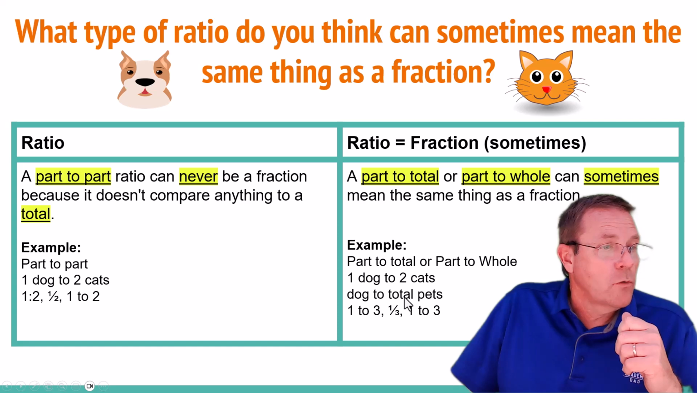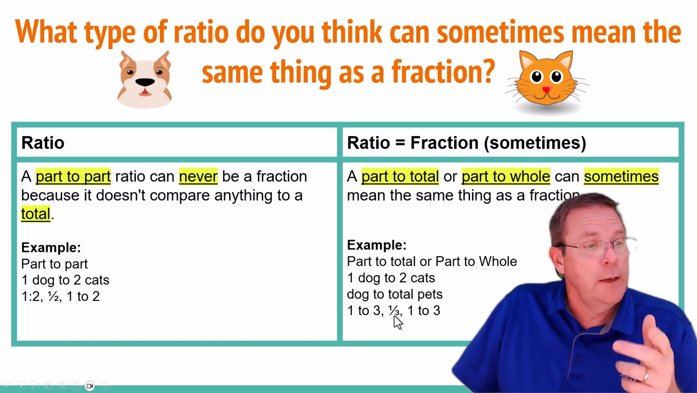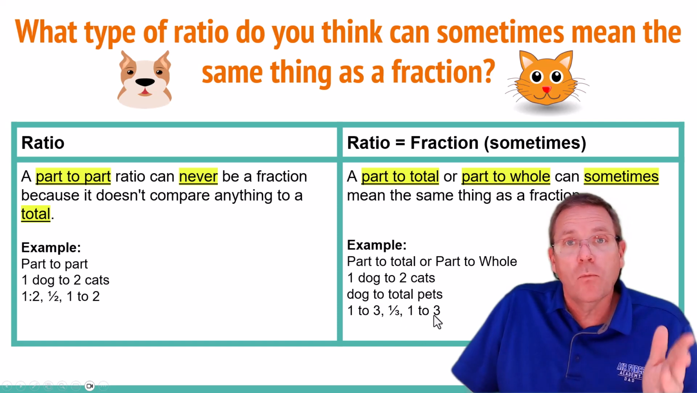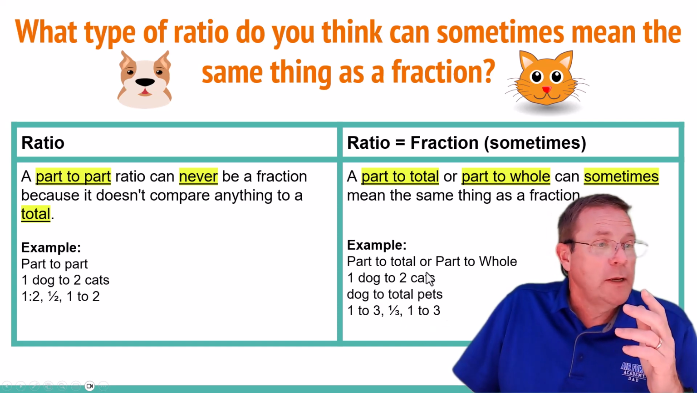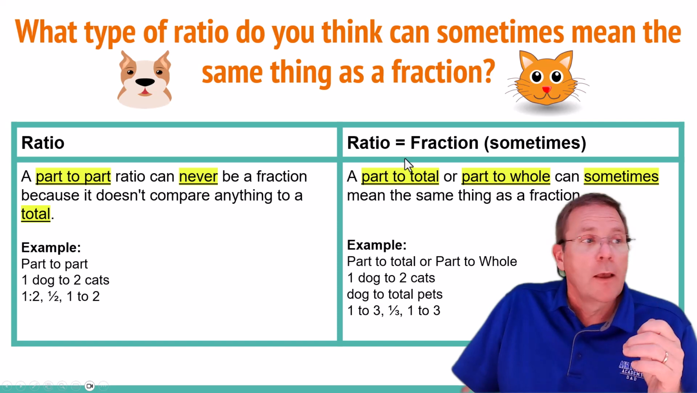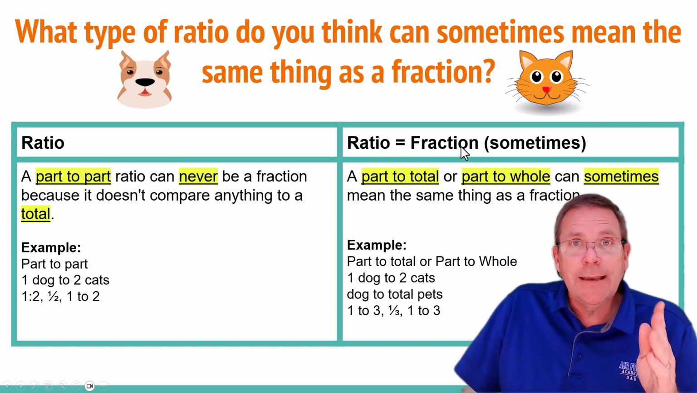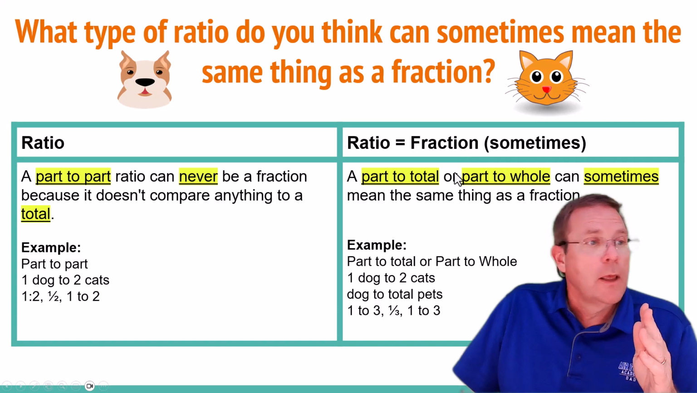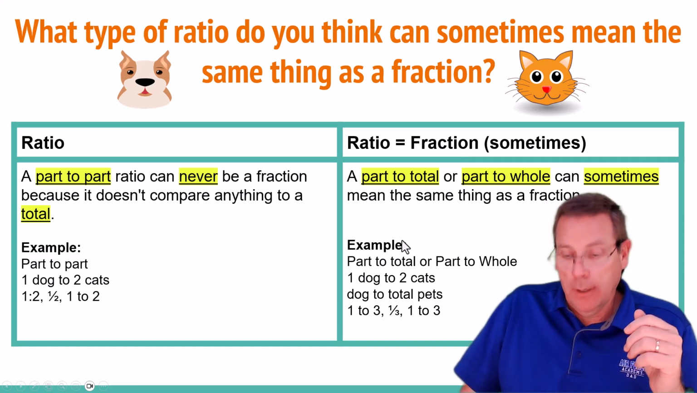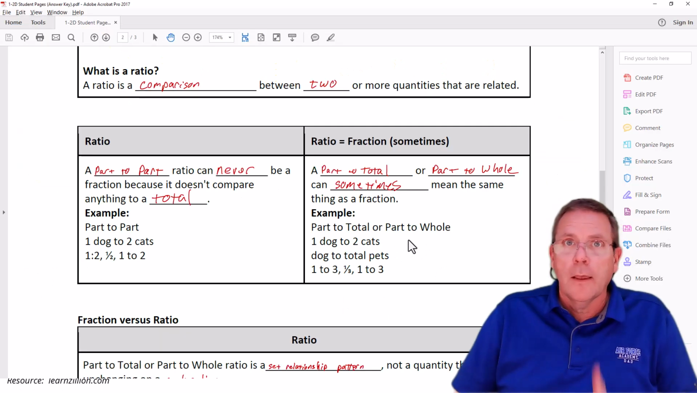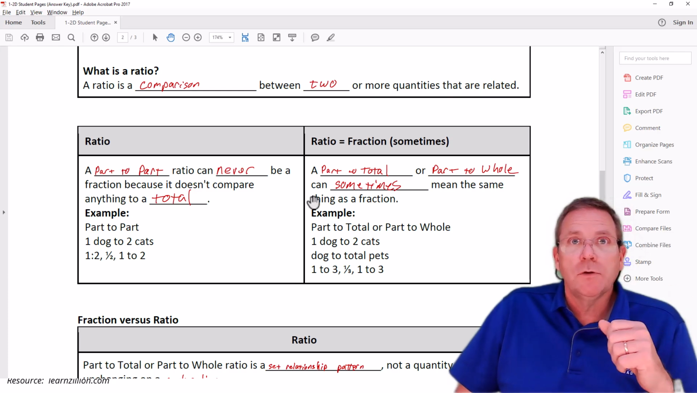The dog to total pets, that's what I just talked about, and that of course gave us that 1 to 3. 1 to 3 is a fraction, and 1 to 3 is a colon. So 3 different ways you could write that one as well, showing that a ratio can equal a fraction, but doesn't necessarily equal a fraction. And that should have filled up this box in your note package.